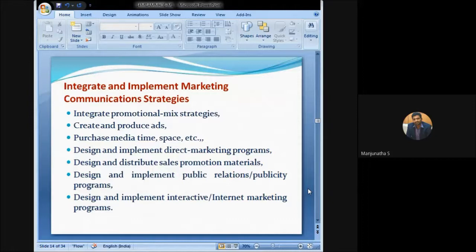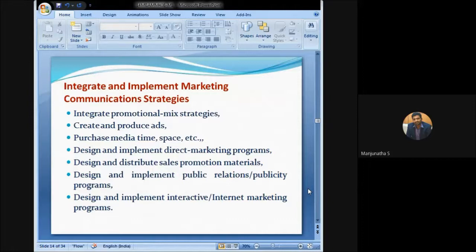Then purchase media time and space. We need to purchase the best media, which may be print media, electronic media or social media, and also the time and space. We have to pay money and purchase time and space for promotional programs, such as advertisements. Then design and implement direct marketing programs also. We have to design the direct marketing programs as well as execute them as we planned in the previous steps.